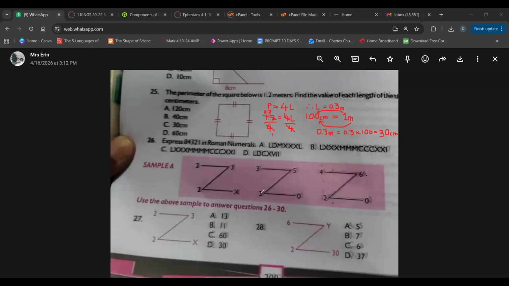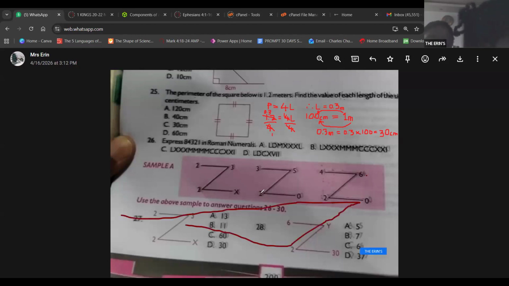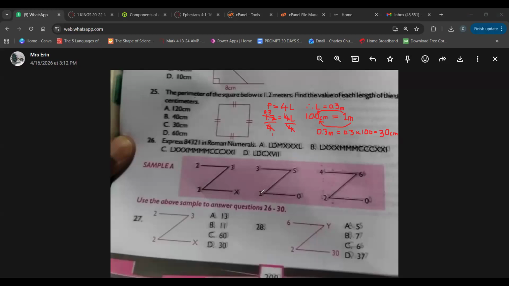Try and do number 27 now. Number 27 is messed up too, if you ask me, because 3 minus 2 is not 2. How to get this downside? The downside, we do 2 plus this one. There's no answer for number 27. 3 minus 2 is 1.